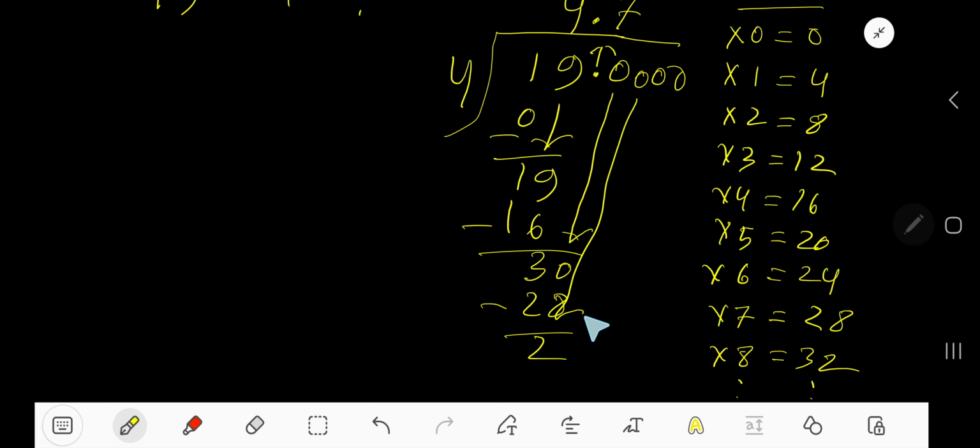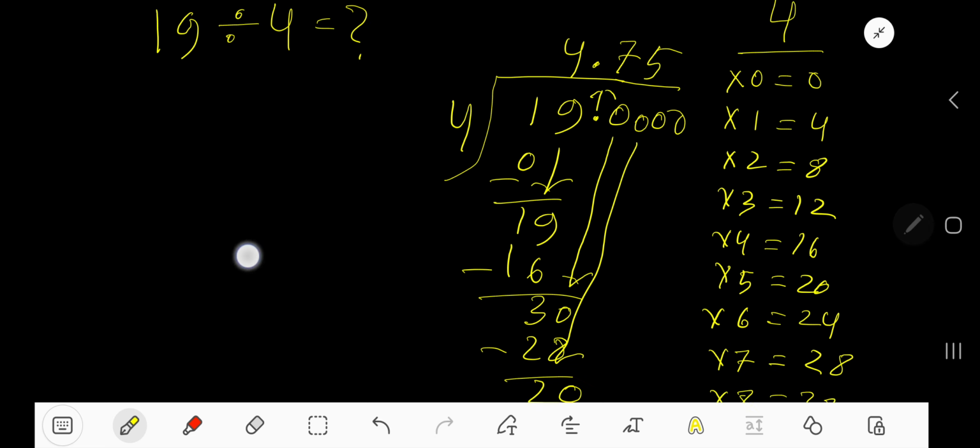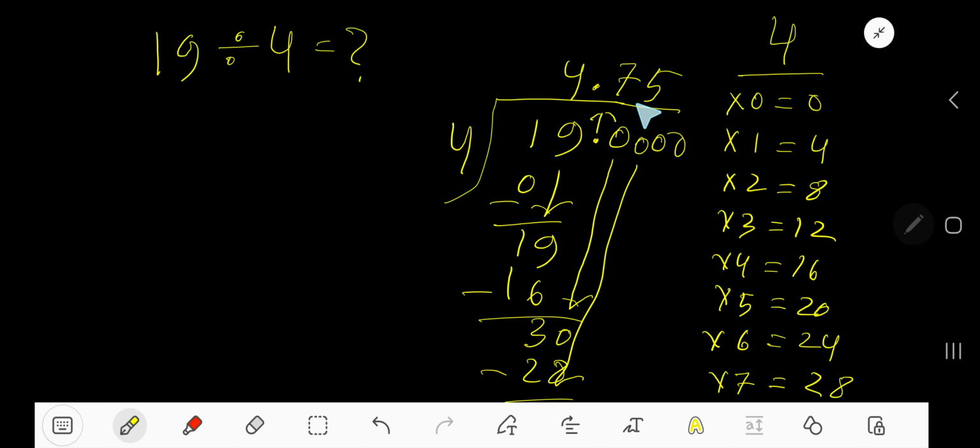Bring down another 0. How many times does 4 go into 20? 5 times, right? 5 times 4, 20. Subtract, and you get 0. Your answer is 4.75.